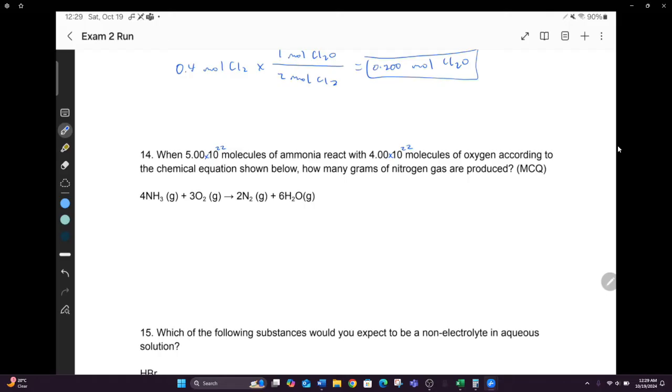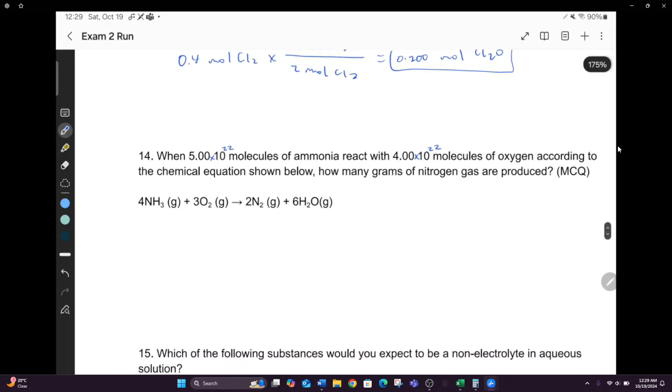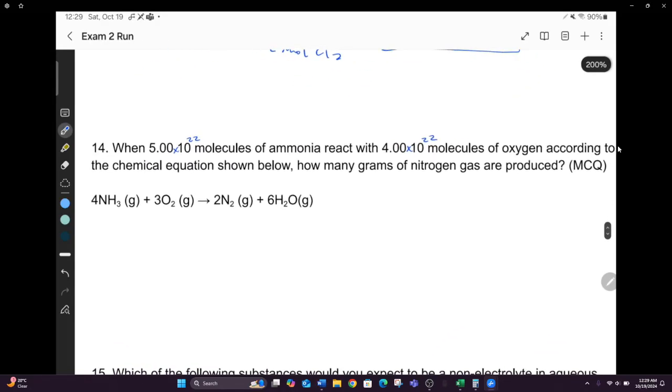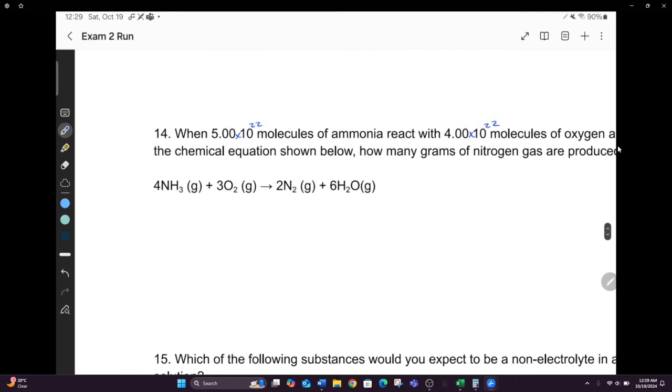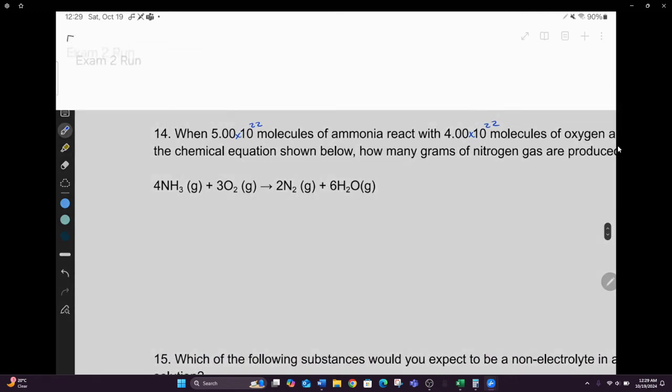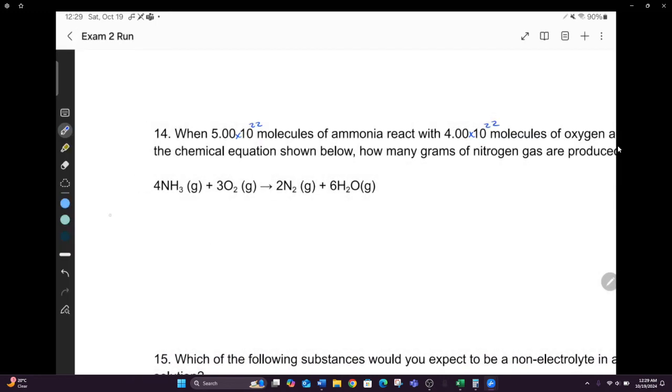They give us an equation. It looks like it is balanced already because they have a bunch of coefficients in front of it, and those don't seem random, so we're going to run with it. And the question is, how many grams of nitrogen gas are produced? So let's start with our NH3, ammonia. So 5.00 times 10 to the 22 molecules. Let's convert this to moles to make it easier on ourselves.